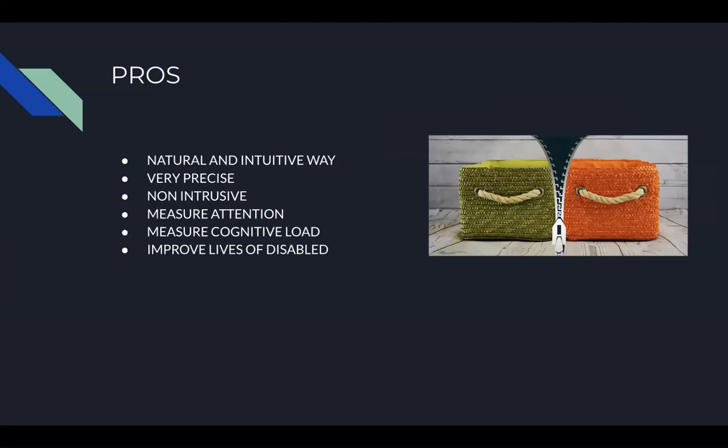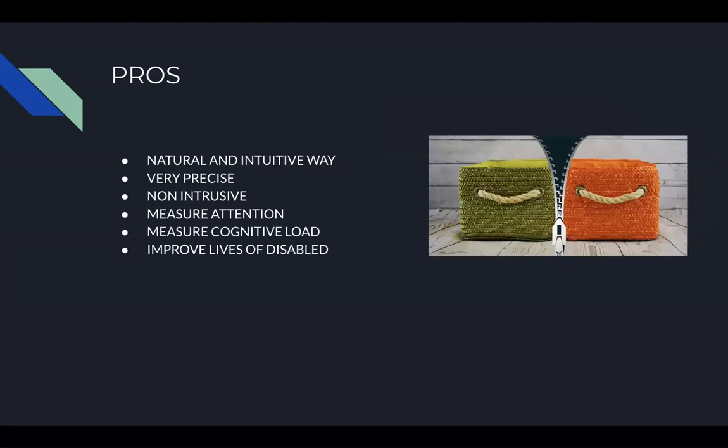Eye tracking can be used to improve the lives of people with disabilities. Eye tracking can be used to help people with disabilities such as spinal cord injuries and cerebral palsy to control computers and other devices. It can also be used to help people with autism spectrum disorder communicate more effectively.